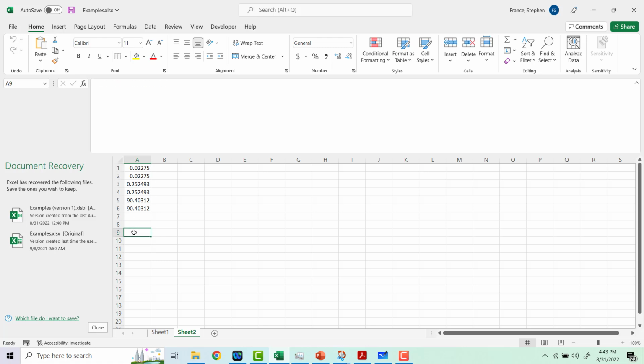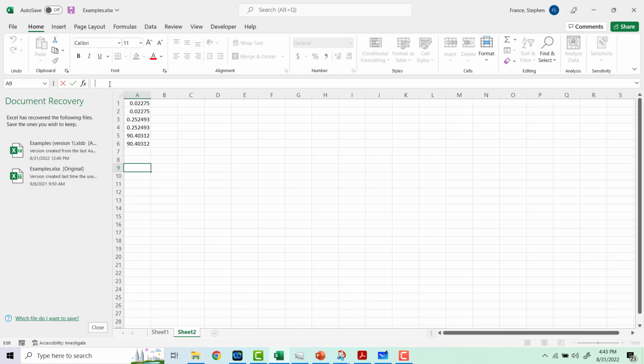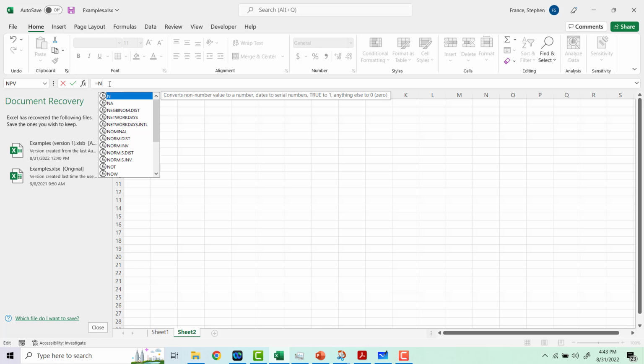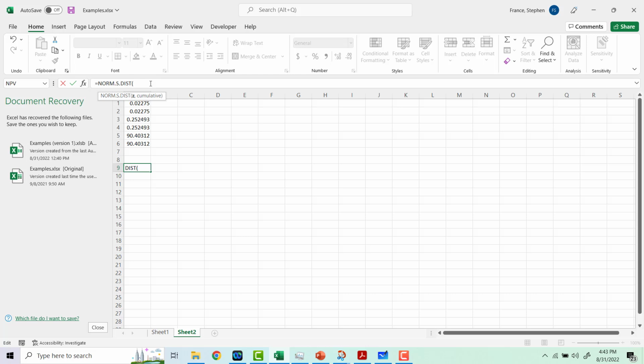Let's just do an equals. And we've got a function here called norm.dist, and we also have norm.s.dist. We've got norm.inv and norm.s.inv. The norm.dist and norm.s.dist functions, what they do is we pass them a z value and it passes us a probability.